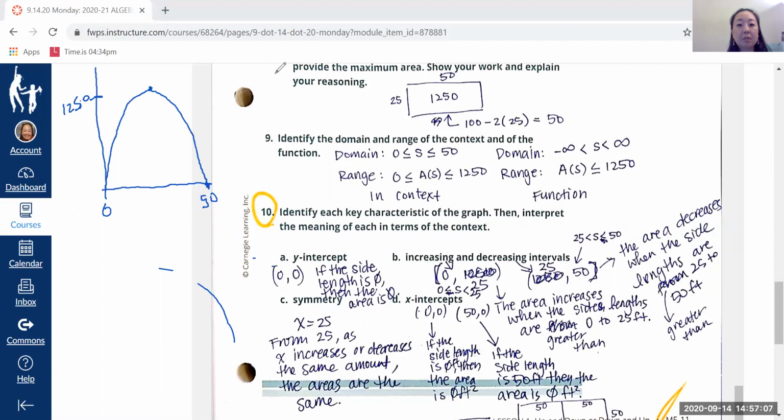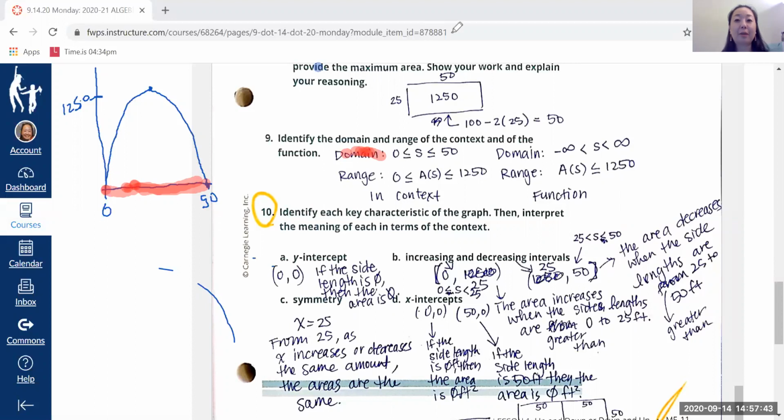Let's see if I can do a thicker one with a different color. Okay, from here to here, come on, work with me. Oh, there you go. The smallest that it could be to the biggest that it could be. So it's from 0 to 50, right? That's why I put over here from 0. So 0 is less than or equal to s, which is less than or equal to 50. That's the domain for our context. Again, this is in context. So this is our domain.